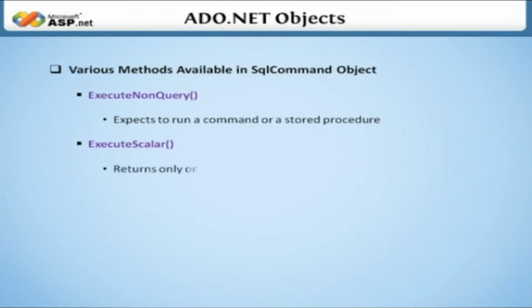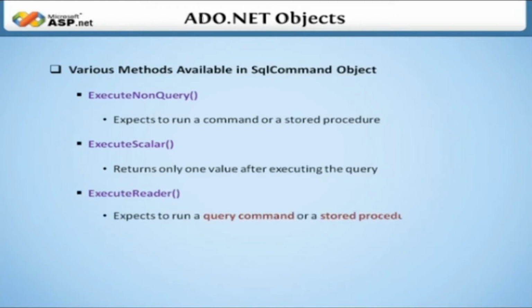ExecuteScalar. This returns only one value after executing the query. And then ExecuteReader. This expects to run a query command or a stored procedure that selects records.